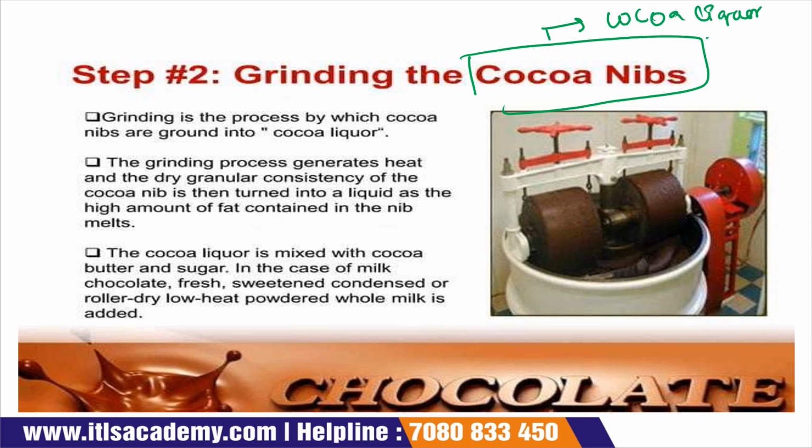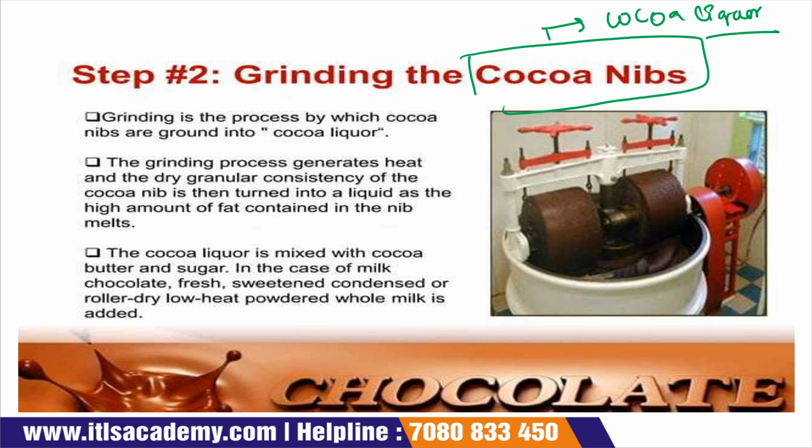Okay, how does this process take place? When the grinding process starts, heat is generated, and when this heat is generated, the fat present inside the cocoa nibs is melted. And when it is melted, it is converted into a liquid form, which is called cocoa liquor. After that we mix the cocoa liquor with butter and sugar. In the case of milk chocolate, fresh, sweetened condensed or roller-dried, low-heat powdered whole milk is used.